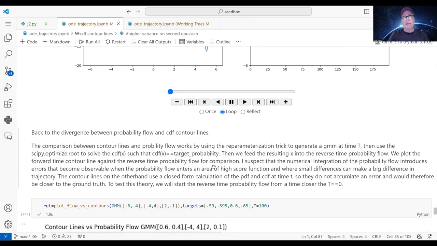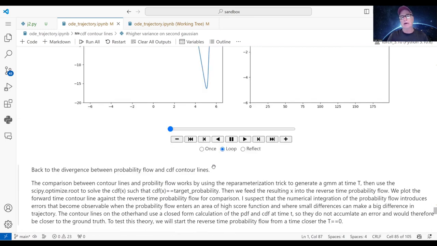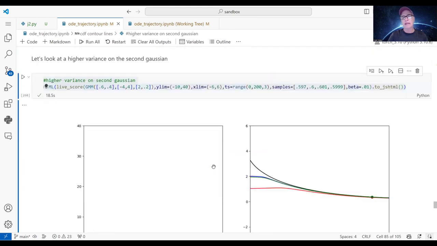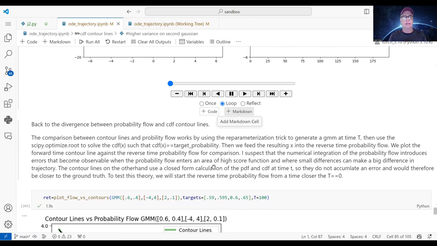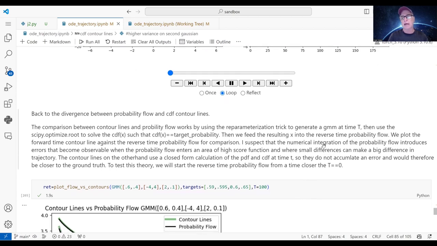So now I wanted to get back to the question about why there's a deviation between this contour line approach versus the probability flow approach. To arrive at the conclusion for that, I wanted to explain a little bit of how that works. And I'll post the notebook so people can look at the code and see if I've made any mistakes and are also gaining any deeper understanding.